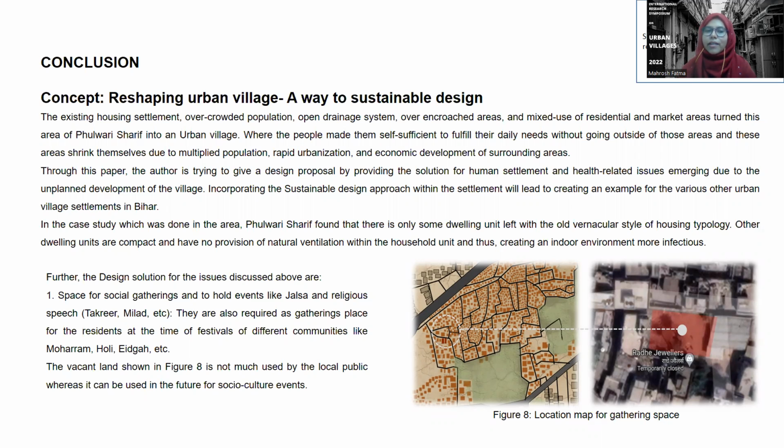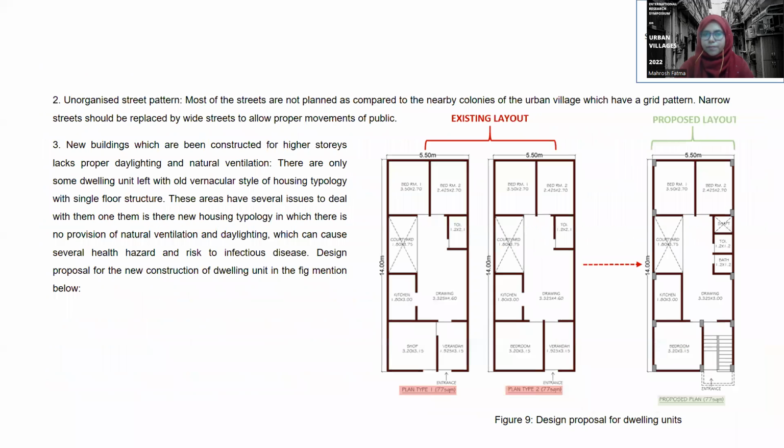Other dwelling units are compact and have no provision of natural ventilation within the household units, thus creating a more infectious indoor environment. Further, the design solutions for the issues discussed above are, first, space for social and cultural gathering and to hold events like jalsas and religious speeches. They are also required as gathering spaces for the residents at the time of festivals of different communities like Muharram, Holi, Eid, etc. The vacant land shown in figure number 8 is not much used by local people or the public, whereas it can be used in future for social and cultural events.